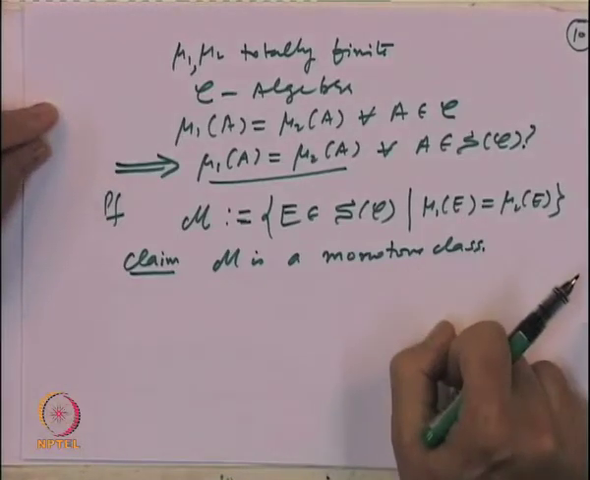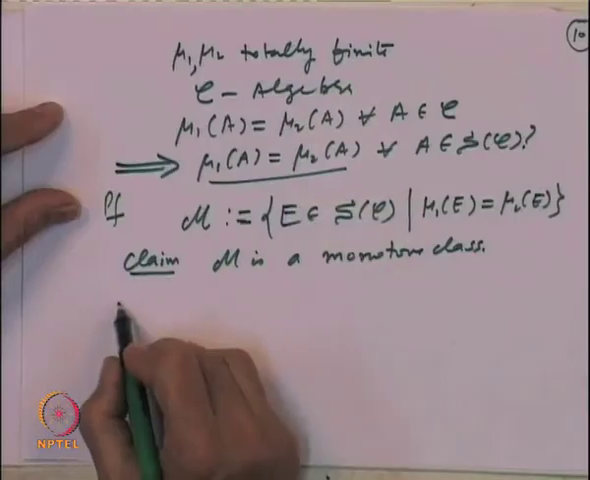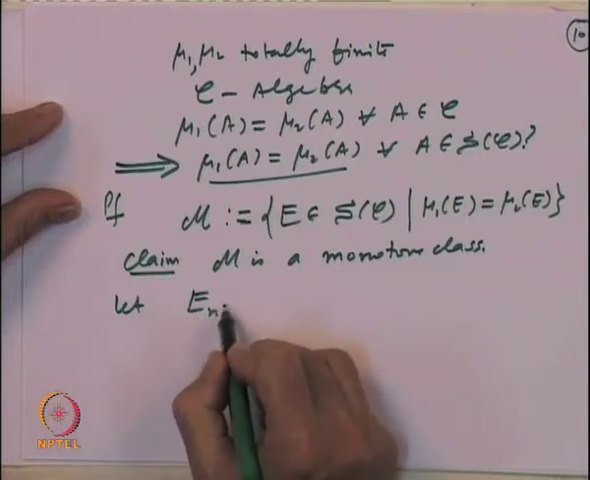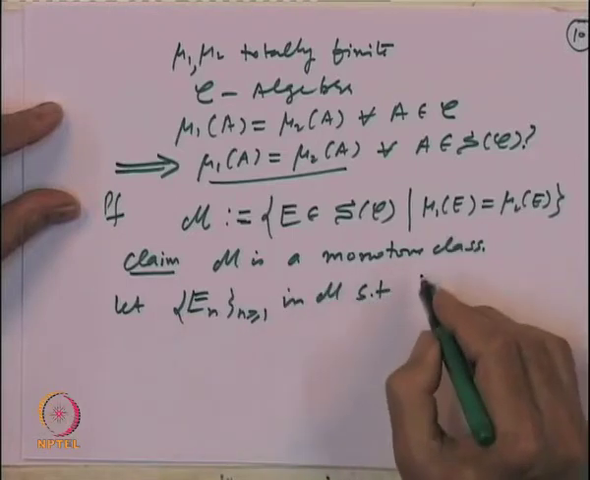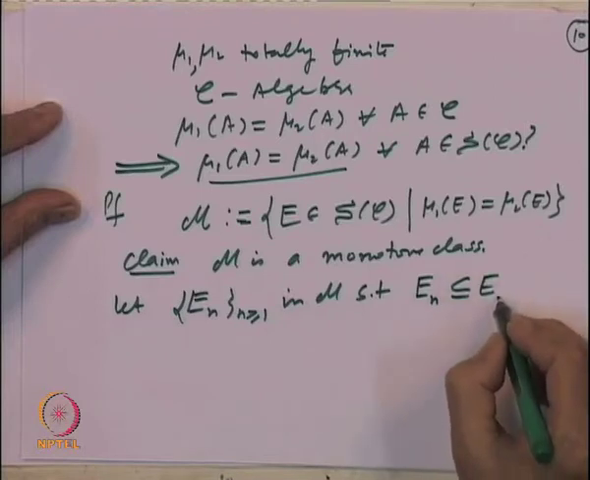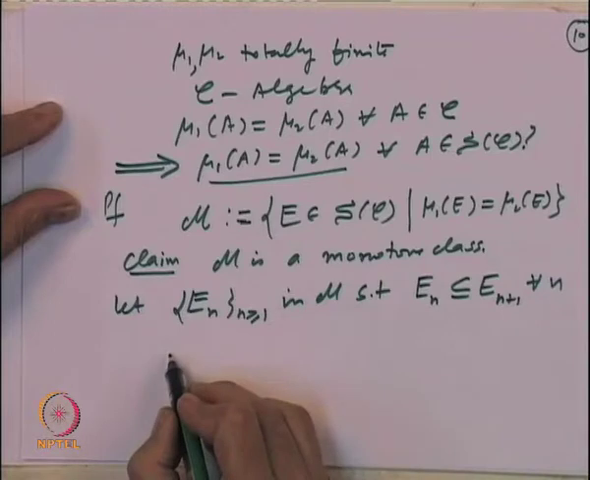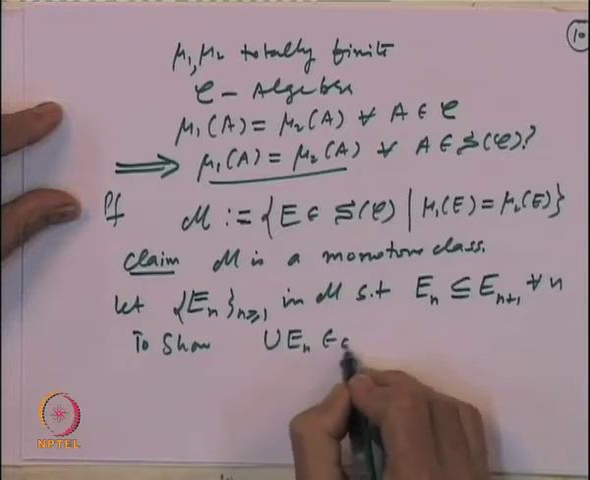So, what is a monotone class? Recall, a monotone class is a collection of subsets of a set X, which is closed under increasing unions and decreasing intersections. So, these two properties have to be checked. So, let us check that. Let E n be a sequence in M such that E n is increasing. So, E n is inside E n plus 1 for every n, okay, to show the union of E n's belongs to M.